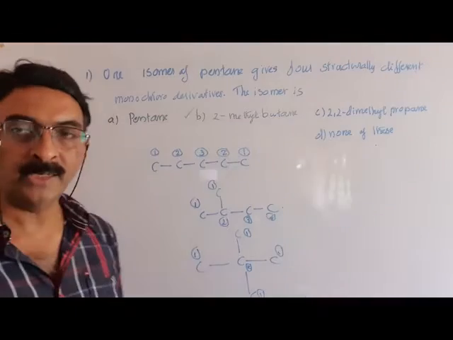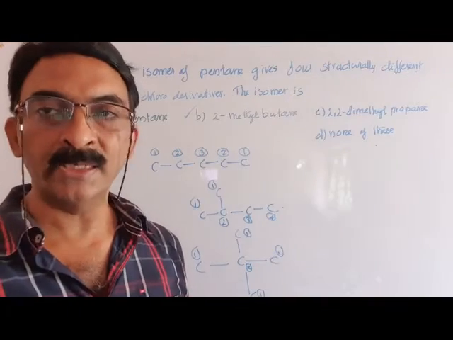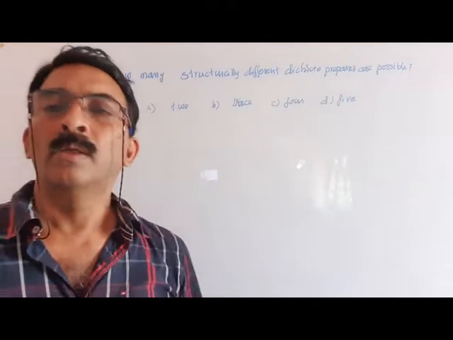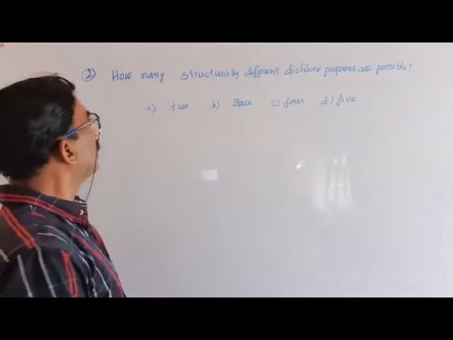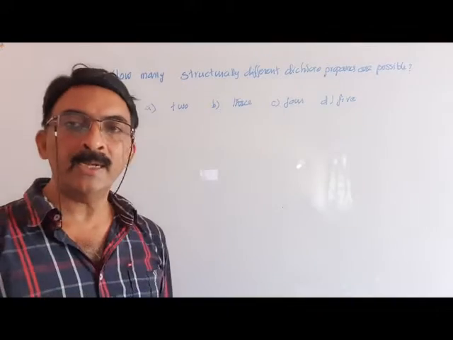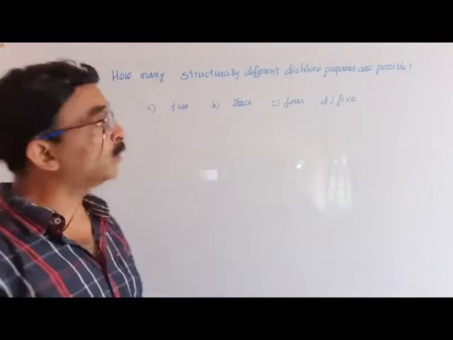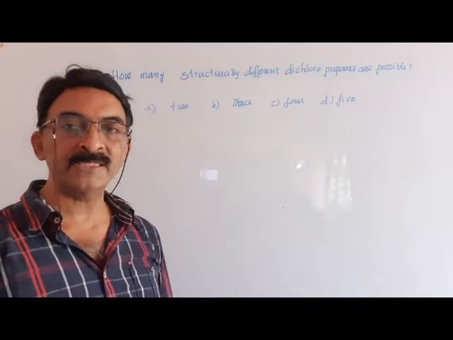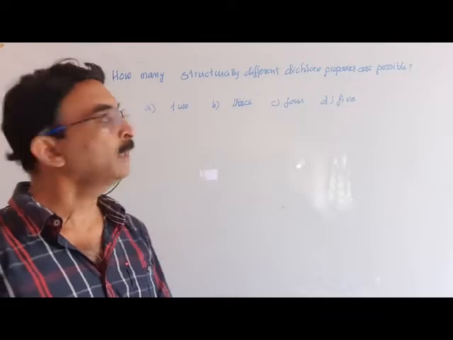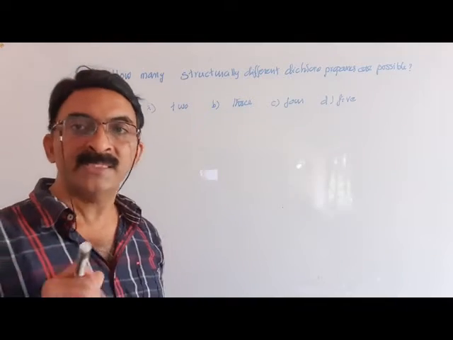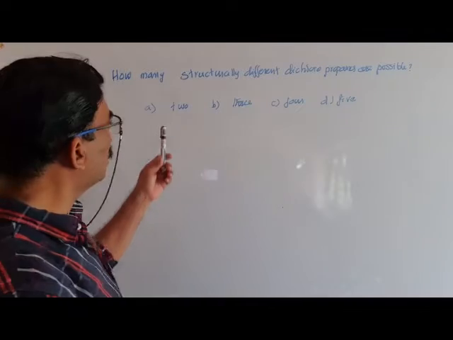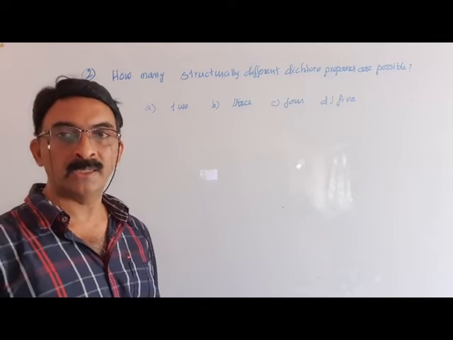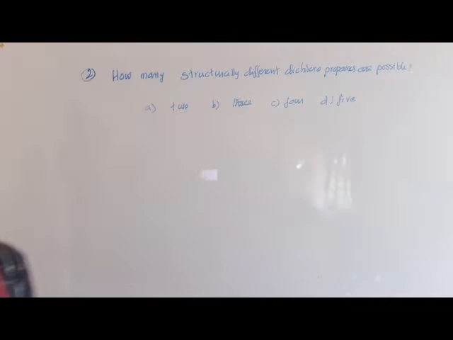Hope you follow that. I'm sure that you might have got the answer even before my explanation. Okay, we will proceed to the next problem. Our next question: how many structurally different dichloropropanes are possible? Here also they mean structural isomers. And you have options 2, 3, 4, 5. Okay, freeze the video, think, get the answer, then proceed.